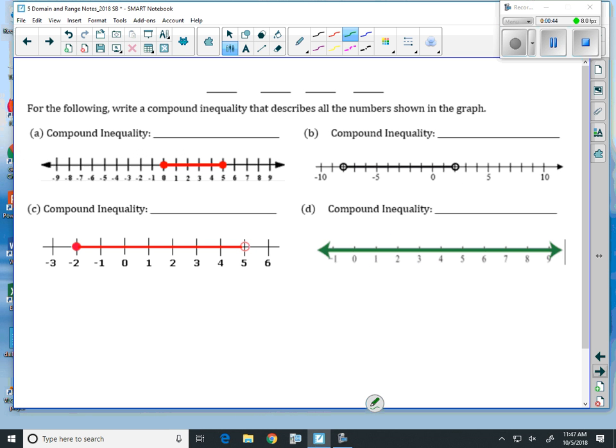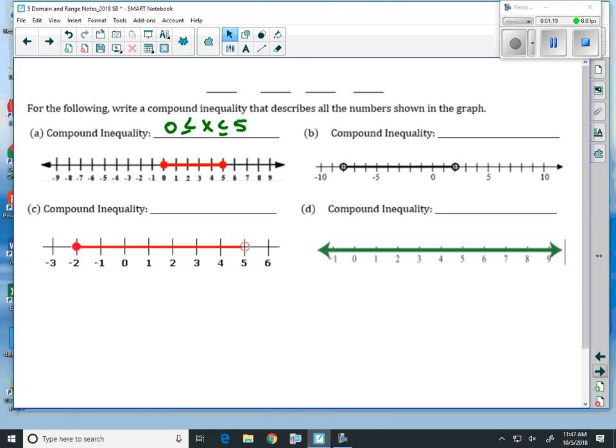If we look at the next section, we're going to write the inequality. Do you remember when we did this before? The number was in between, so x is between 0 and 5. Now, what happens when the circle is closed? It's equal to, so both of these should have an equal to on them.